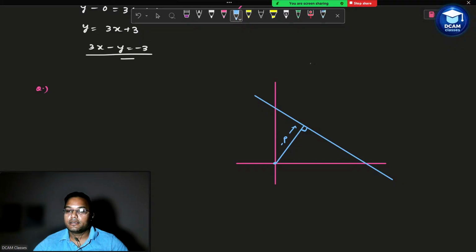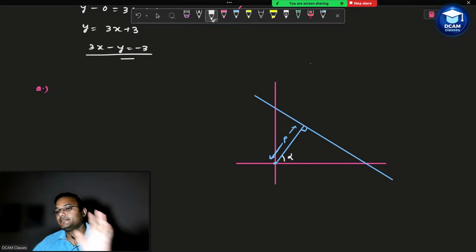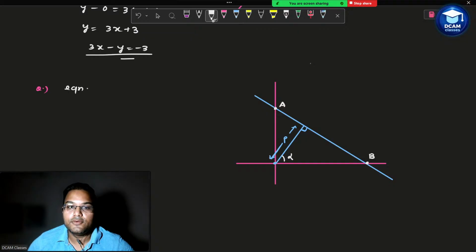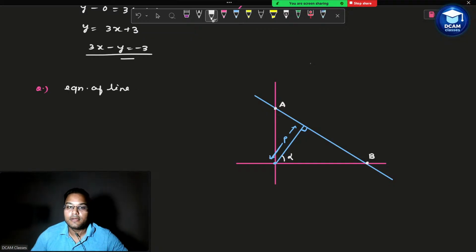Getting my point? This distance is p, and you have been given only one more thing. The angle which this line is making with the x-axis is alpha. Correct? You have to give me the equation of this line AB. Equation of line AB. Okay.